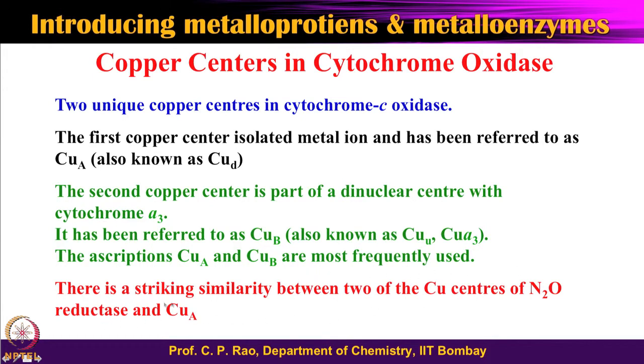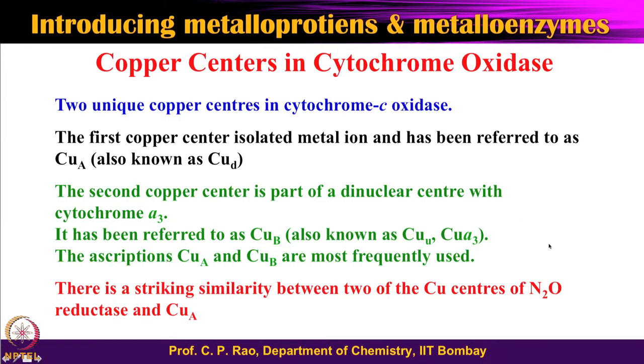So, there is a striking similarity between two of the copper centers in the N2O reductase, nitrous oxide reductase. We will not look at the copper system here; we have already looked at it under the iron case. Just say that there is a similarity between the copper centers in N2O reductase and copper A. Copper A is present in cytochrome oxidase. Copper B is also present in cytochrome oxidase. So, the copper A center and copper B center are special centers besides type 1, type 2, type 3.